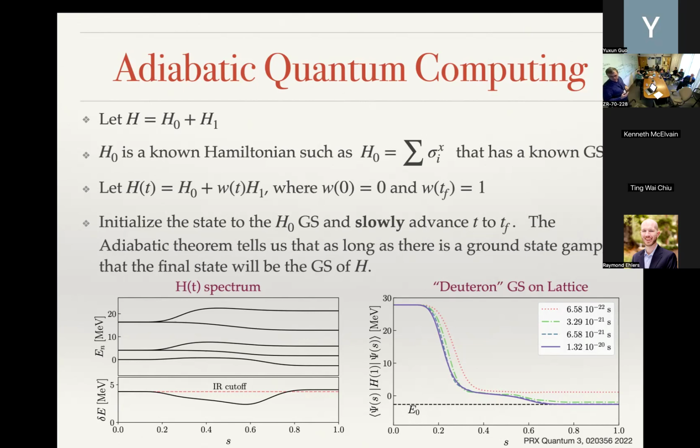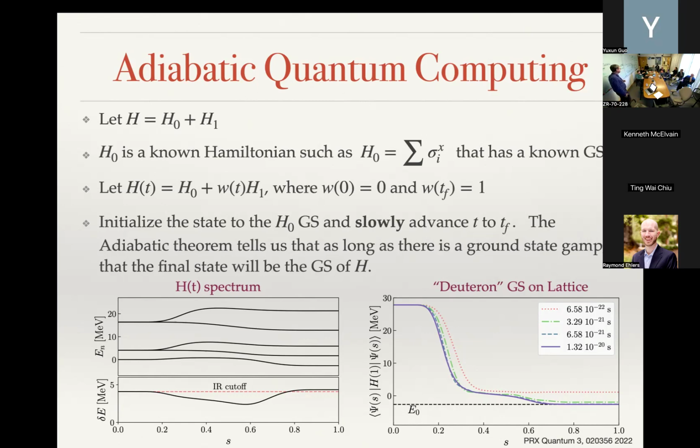And then you do the time evolution, and you can see these various lines here. Some of them are evolving too fast. The dotted line is evolving in quite a short amount of time, and then you just stretch out the time, and eventually the solid purple line ends up landing right on top of the deuteron wave function.